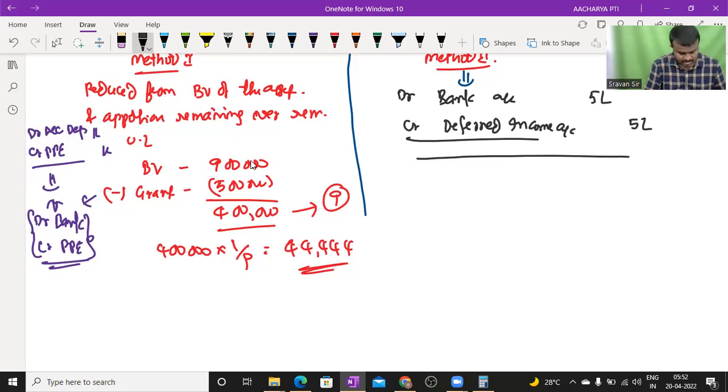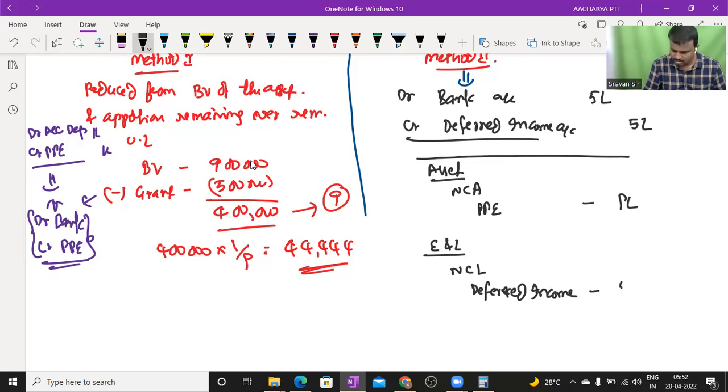So how to show it in the balance sheet? On the asset side, under the non-current assets, under PPE, they show the 9 lakh. On the equity and liability side, under non-current liabilities, they show it as deferred income. How much amount? 5 lakh.